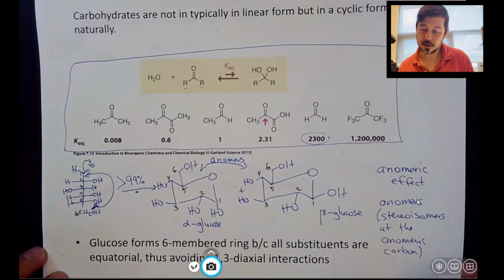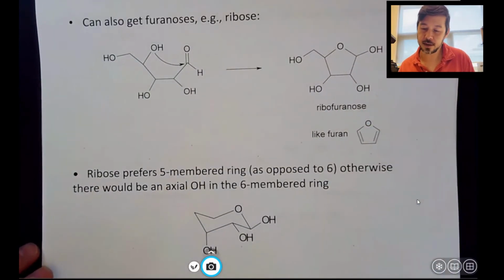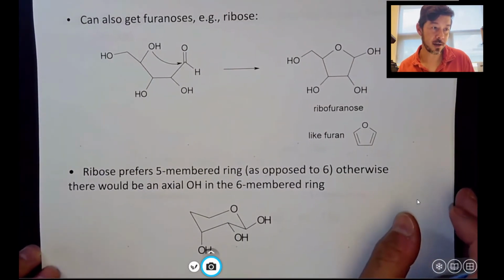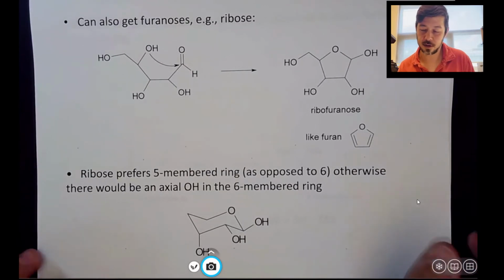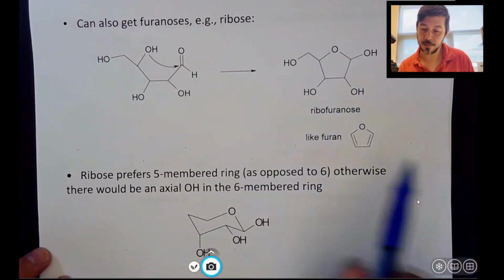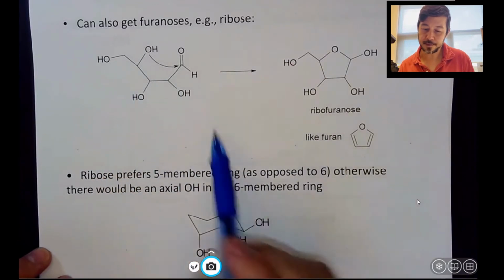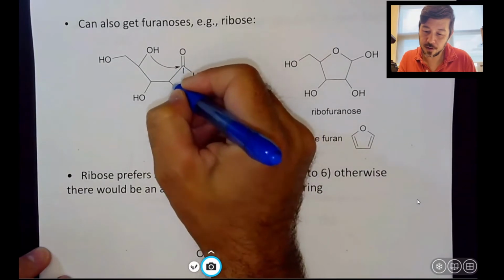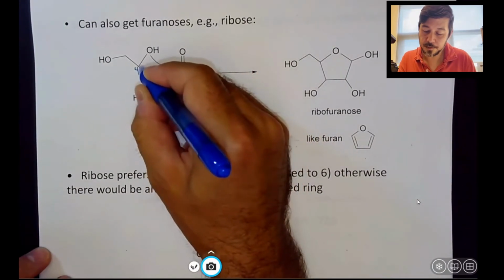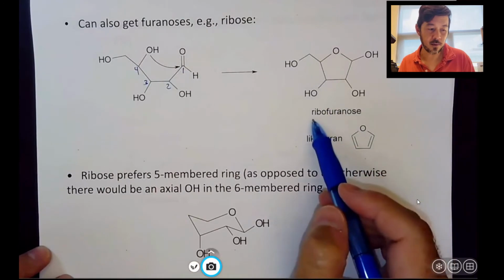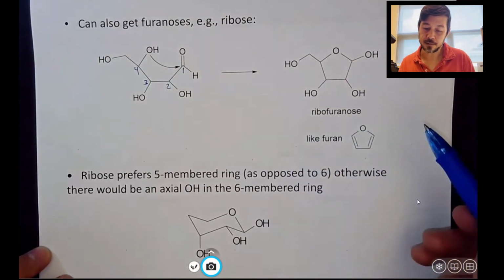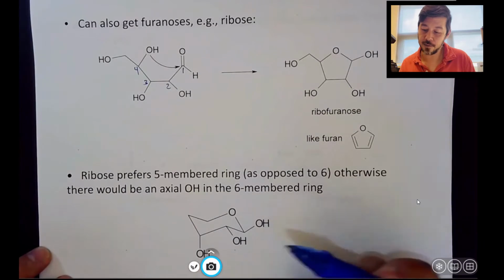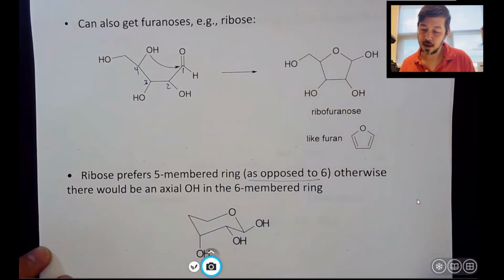Now, not all sugars will form 6-membered rings. We can also get 5-membered rings forming, right? As we've learned with ribose and other 5-membered rings. So for furanoses, we can actually get intramolecular attack from carbon number 4. So 1, 2, 3, 4. This attacks here, and you can find a ribofuranose, 5-membered ring. And ribose, for example, prefers a 5-membered ring as opposed to 6. Otherwise, there would be an axial OH in the 6-membered ring.